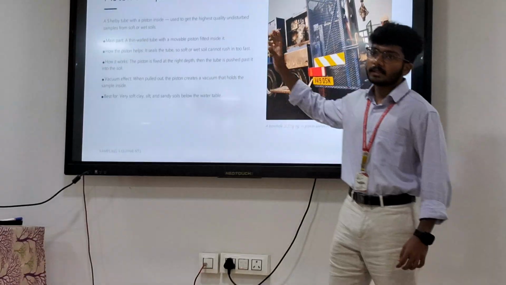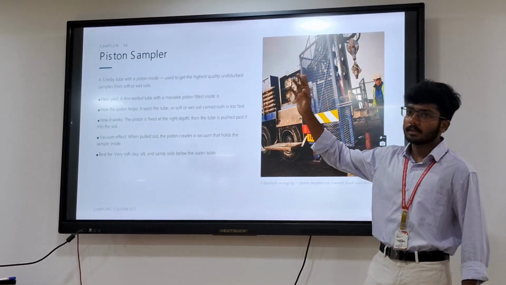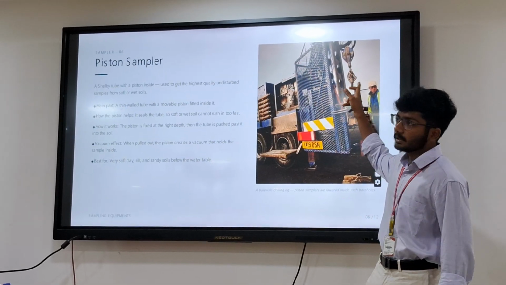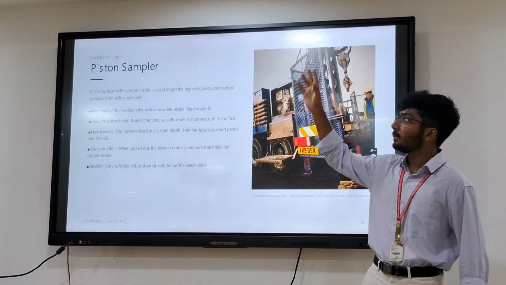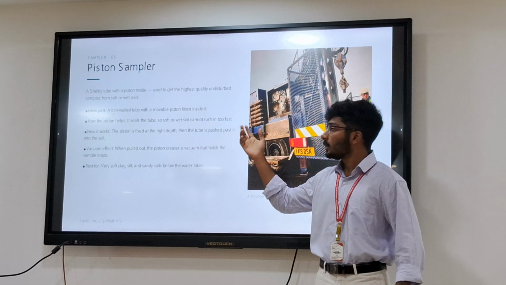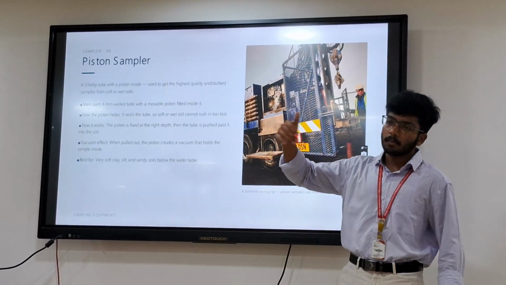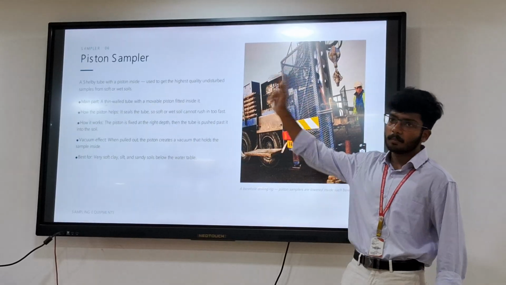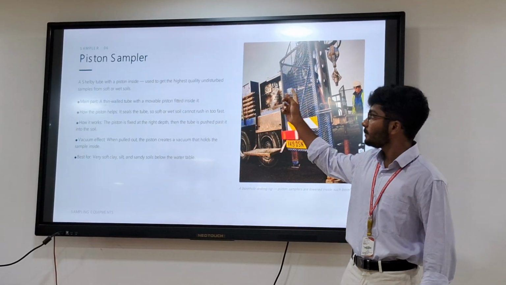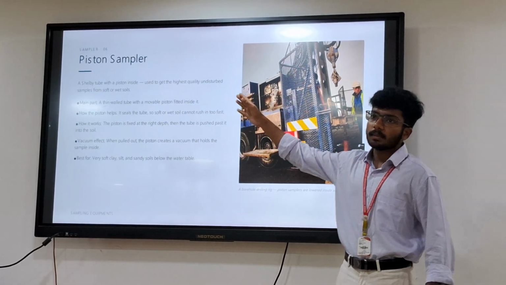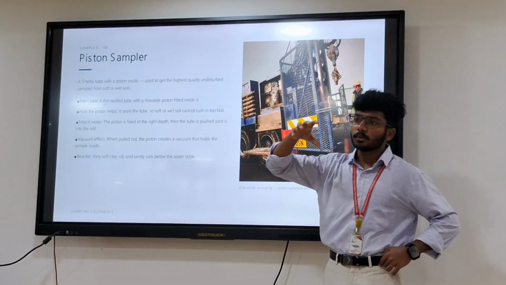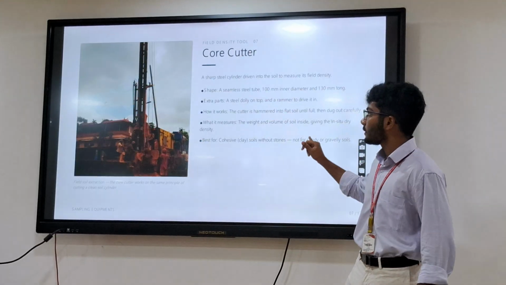Piston sampler. Piston sampler is the same as the Shelby drill. It is attached to this piston on top, and the machine is used to lower the sampler deep into the ground. This method is used to go below the water table and determine the same effect as the piston Shelby sampler. This uses vacuum effect. The vacuum effect stores the soil within the sampler.